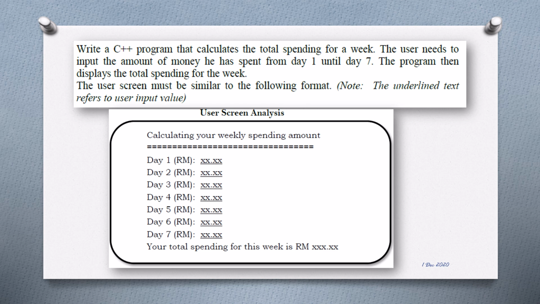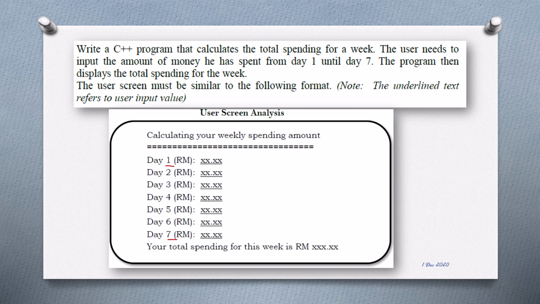So the question is a problem solving question, asking you to write a C++ program that calculates the total spending for 1 week. The user needs to input the amount of money he has spent from day 1 until day 7, in a week. The user needs to enter the values, in terms of the amount of money. The program then displays the total spending for the week.